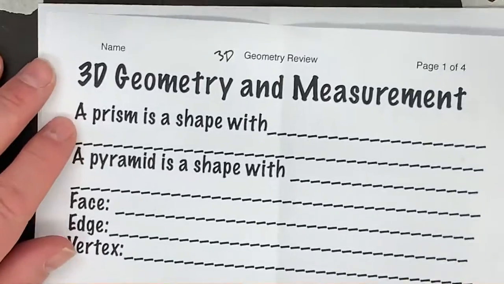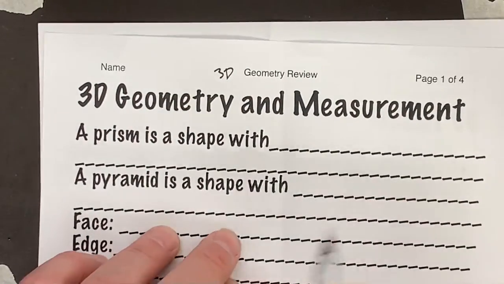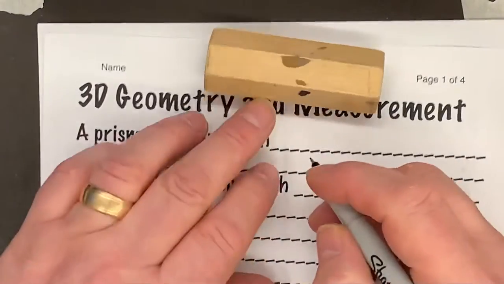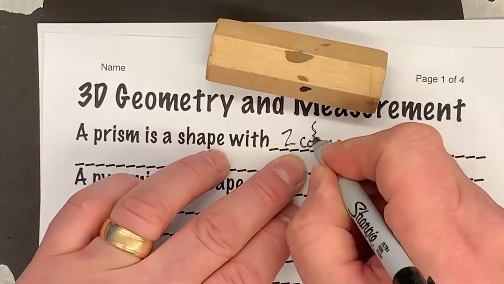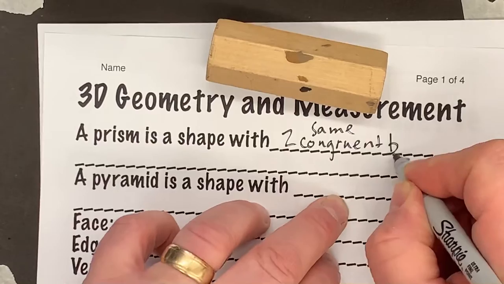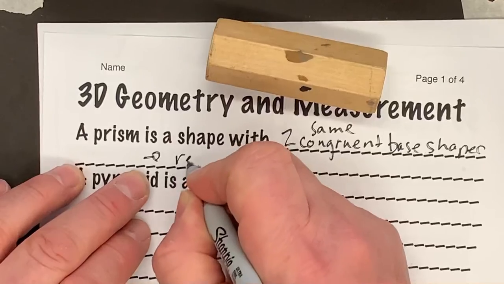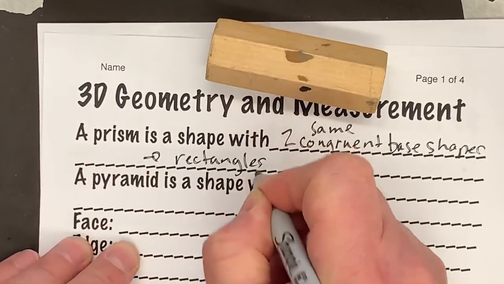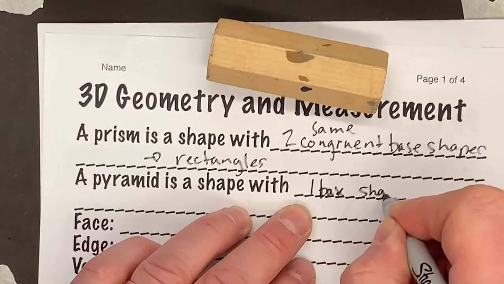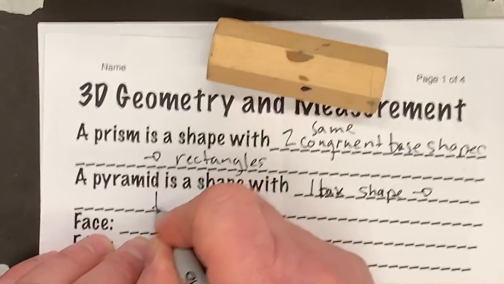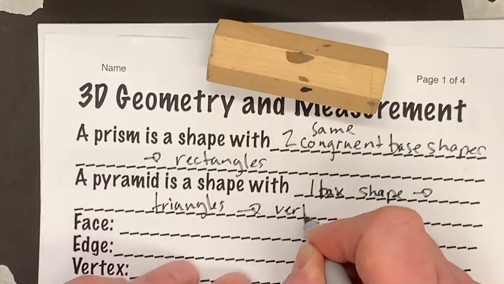So if we're looking to fill this in with some of the definitions, what is a prism? Here's our prism. It's got two, I'm going to use the word congruent, but you can also say the word same, base shapes. And the rest are all rectangles after that. But a pyramid has one base shape, and then it has lots of triangles, and that goes up to a vertex at the top.